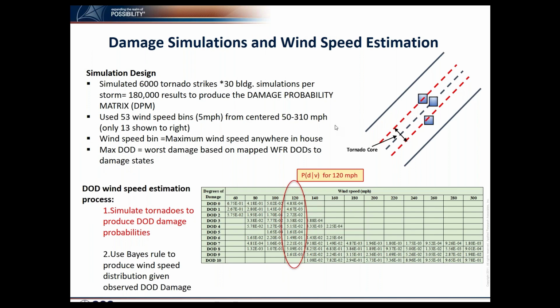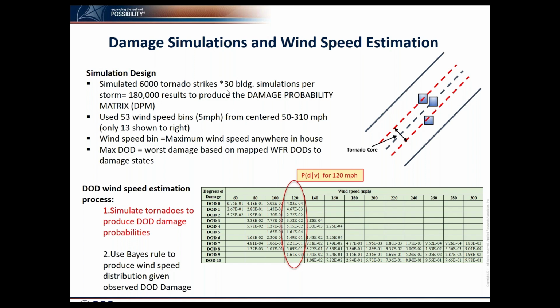This slide shows how we did the damage simulation. For each of the house cases, we produce a tornado strike by placing the house within the tornado core. We simulated 6,000 tornado strikes, 1,000 per EF scale, and for each tornado strike, we simulated 30 building simulations.